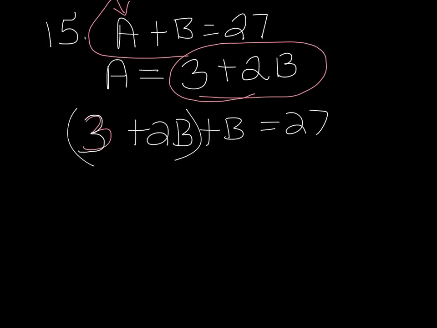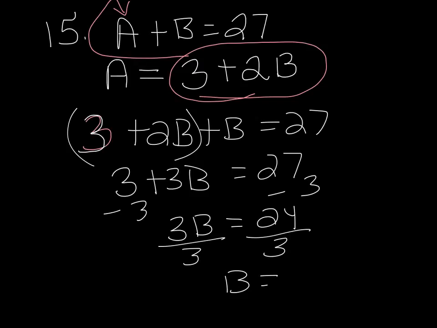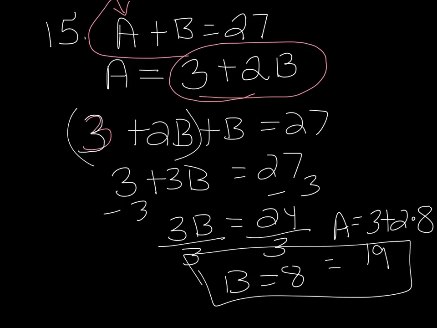Now combine your like terms together, so you have 3 plus 3b is equal to 27. Subtract 3 from each side. So now you have 3b is equal to 24. Go ahead and divide both sides by 3, and you're going to get b is equal to 8. Well, if b equals 8, I know that a then would equal 3 plus 2 times 8. So I know that that's going to equal 19. So my two numbers are b equals 8 and a equals 19.